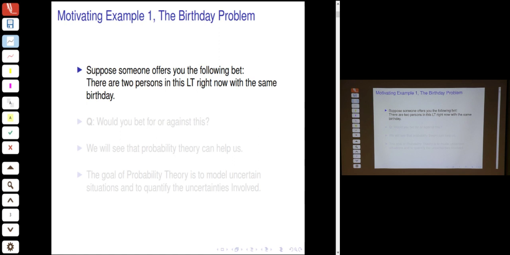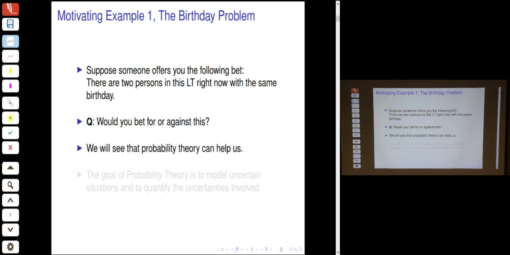In the end, I'm going to answer 2 questions. I'll give you two scenarios, which I call motivating examples. The first example is, let's call it the birthday problem. Suppose someone offers you the following bet. He claims that there are 2 persons in this LT right now with the same birthday. And then he offers you some money. So the question is whether you are going to accept the bet.